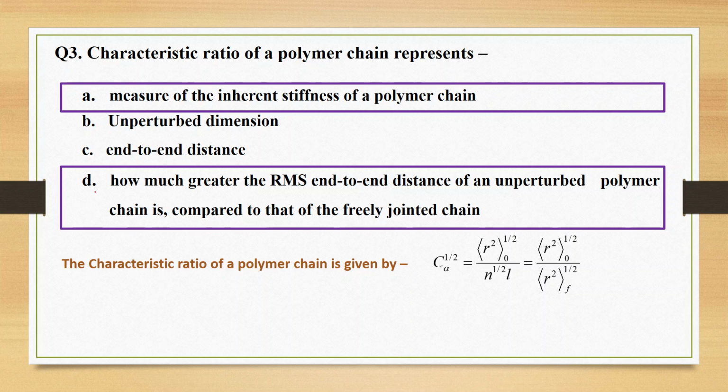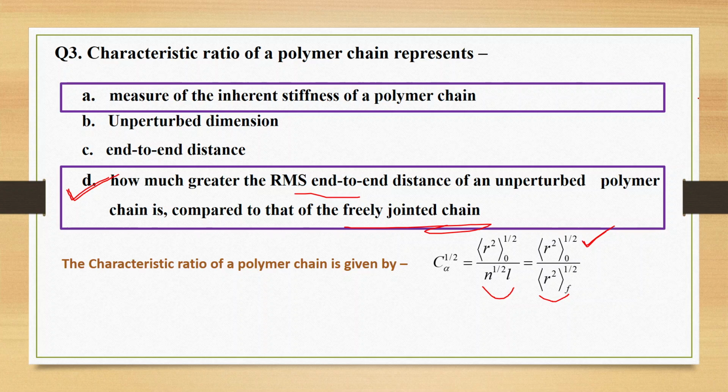The fourth option that I have given here is simply the definition of the characteristic ratio: how much greater the RMS end-to-end distance of a real-life polymer chain is compared to that of a freely jointed chain. So in case of a freely jointed chain, what is the root mean square value? N to the power half into L. That is your value for a freely jointed chain, and this is your polymer's unperturbed RMS end-to-end distance. So you just take the ratio and get your characteristic ratio.